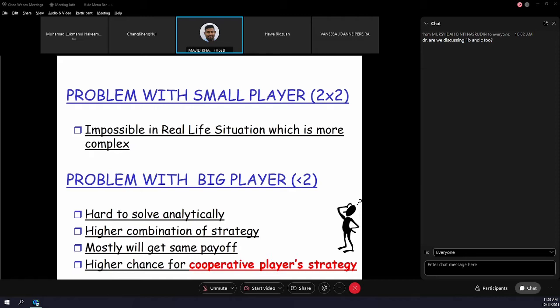But the problem with big players is that it is very hard to solve analytically. A higher combination of strategies means higher complexity of the model. Mostly we get the same payoff. This one we will discuss afterward. That's why we go to the Shapley value. And the final one is a higher chance for cooperative player strategy. Do remember, until now we just focused on non-cooperative strategy.